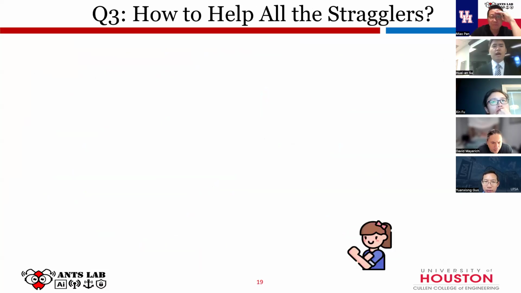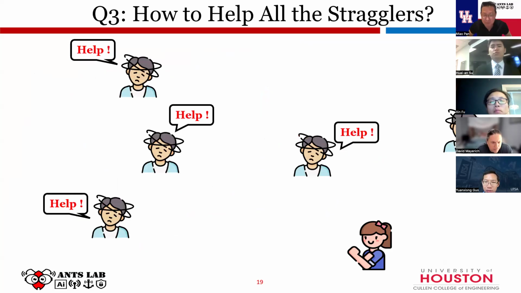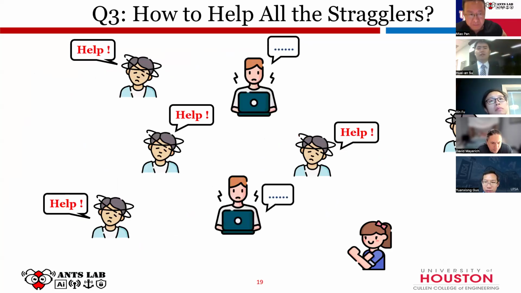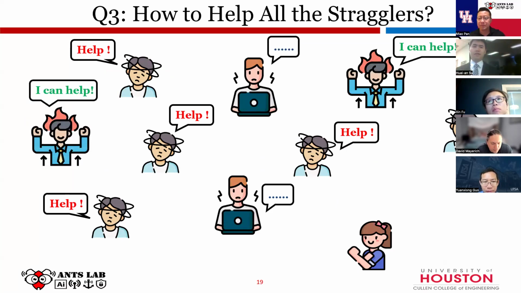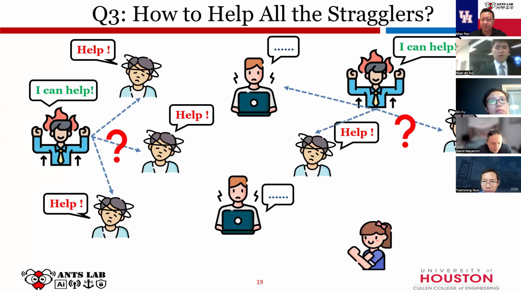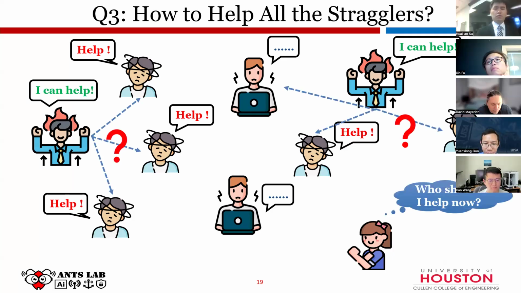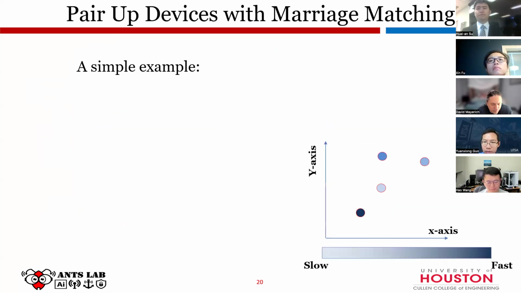The third question is, how do we help all the stragglers? Let's say we have a fast device here. He tries to help others, and there are multiple straggler devices waiting to be assisted. We also have normal devices who just want to mind their own business, and other fast devices to do so. So what is the perfect pair among all those devices? Who should I help, basically?